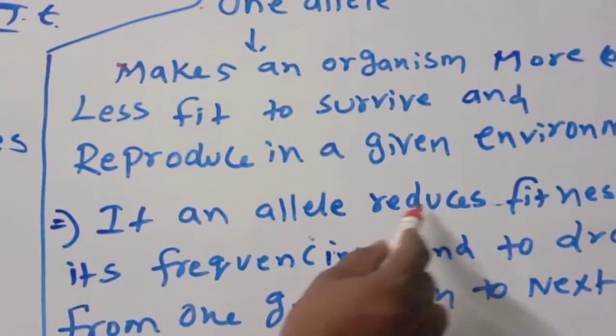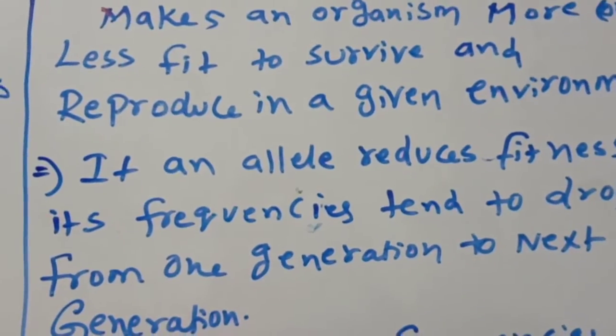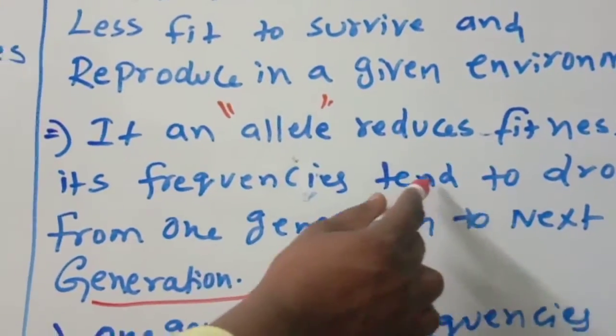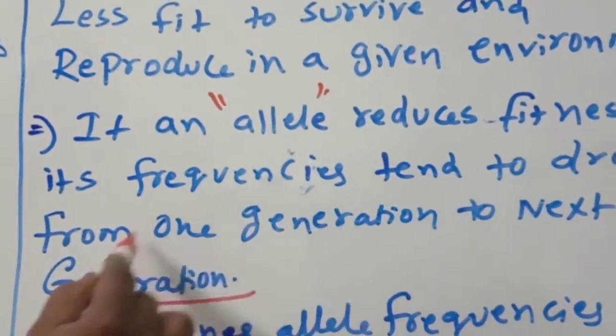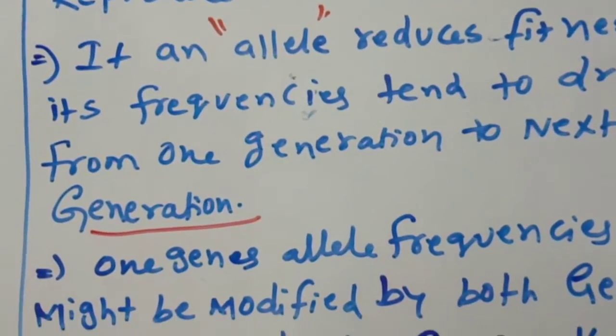If an allele reduces fitness, its frequency tends to drop from one generation to the next. This allele will not be present in the next generations.